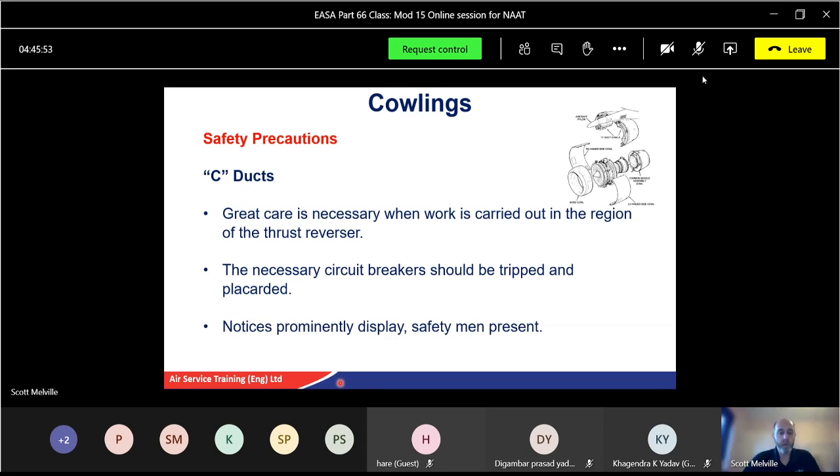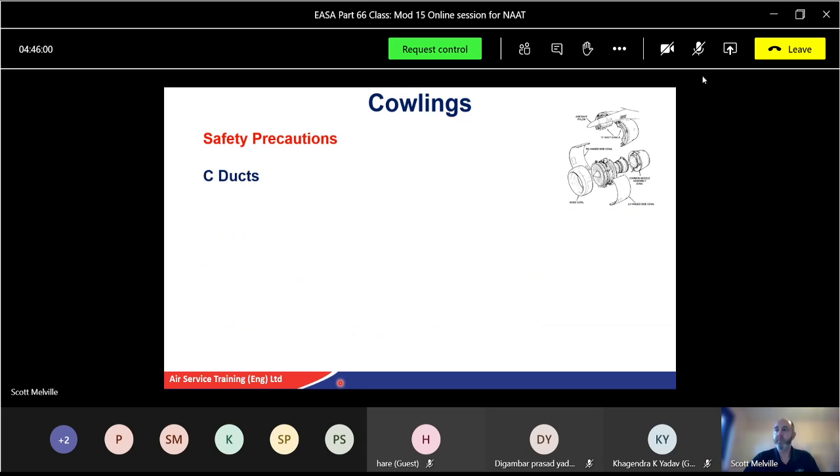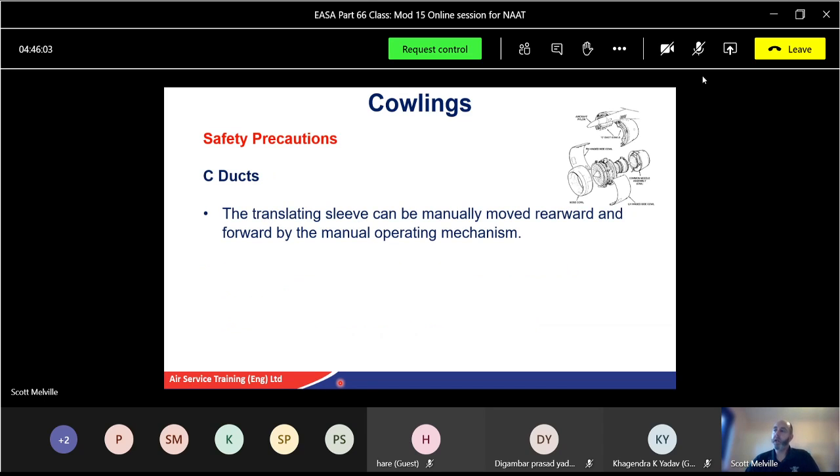You've got notices, okay, prominently displayed, and also have safety people present as well if you are going to work in that vicinity. The translating sleeve can be manually moved rearward and forward by manual operating mechanisms, so we can actually move that thrust reverse sleeve manually. And we've got one in a hangar back here at Schoon. We get a big old drive, and we spin it around by hand. It takes forever, all right, but you can move it back manually. It can also be activated by power, as said, when functional checks are called for.